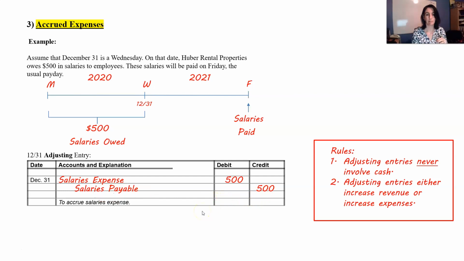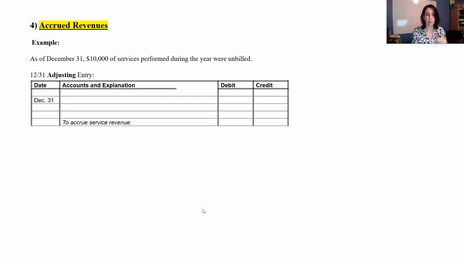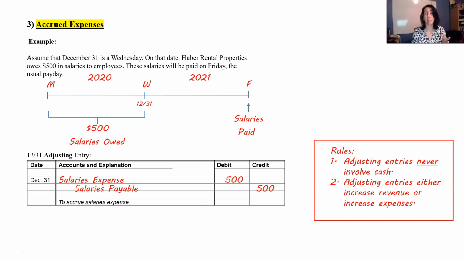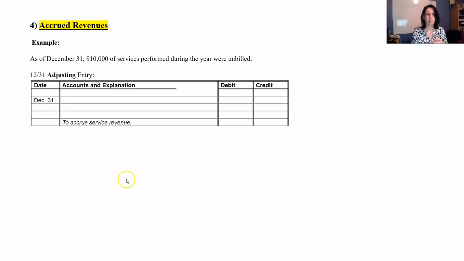Now, when Friday comes along, the idea is we will pay this off. We will pay them on Friday. That's when the cash will have a journal entry. But the point here is to make sure that the salary expense for Monday, Tuesday, and Wednesday gets recorded in the right period. All right, let's see if we get to accrued revenues.